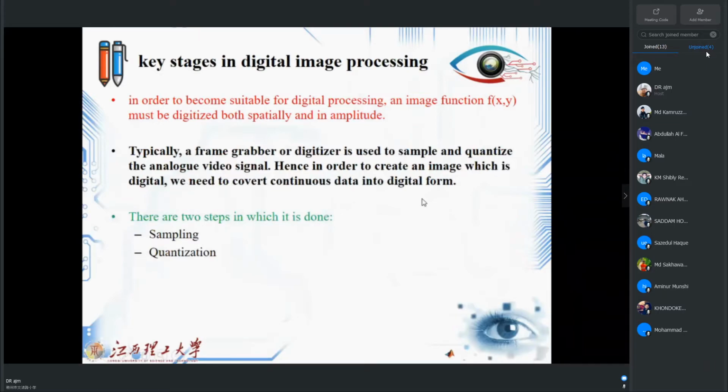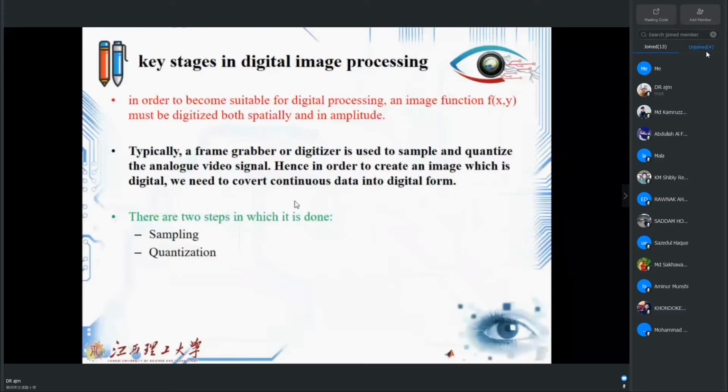Then for digital processing, we assume that we have the image function f(x, y), which must be digital, both spatially and in its amplitude. Typically, a frame grabber or digitizer is used to sample and quantize the analog video signal. Hence, in order to create an image which is digital, we need to convert the continuous data into digital form.